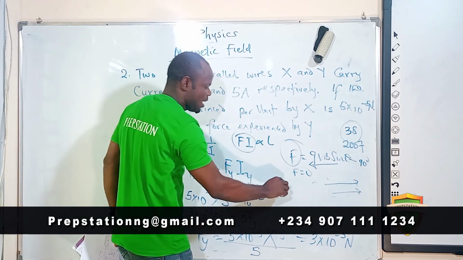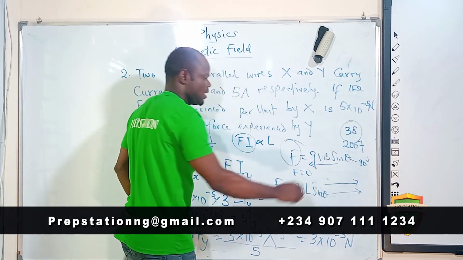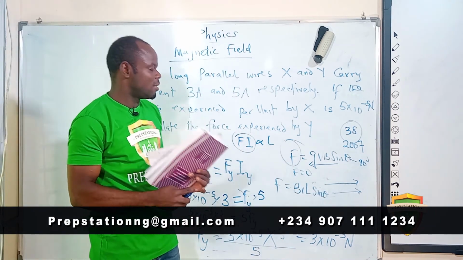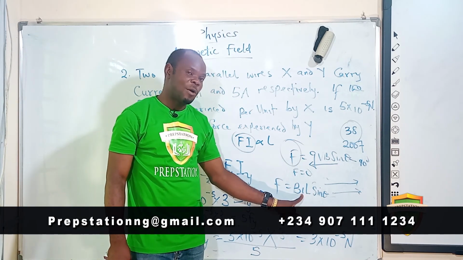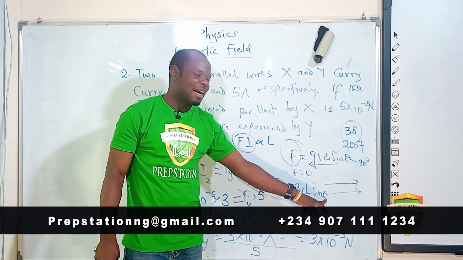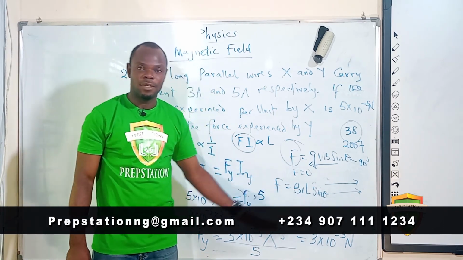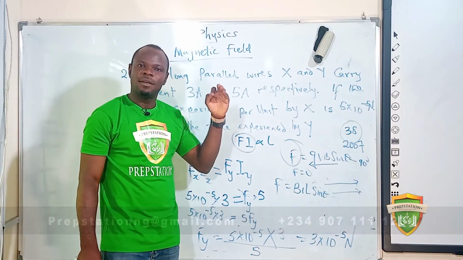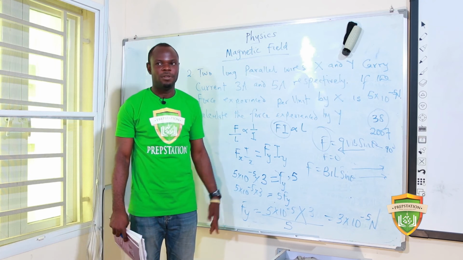And the second one, F equals BIL sine theta. Same thing happens here. Once your magnetic flux is parallel to the current, the angle is 0, the whole thing becomes 0, and your force becomes 0. You have to be time conscious. You have to add up with your speed. Speed and accuracy is the code.